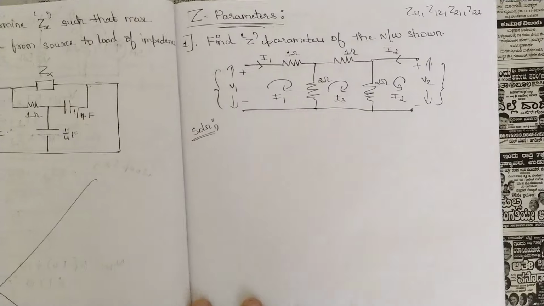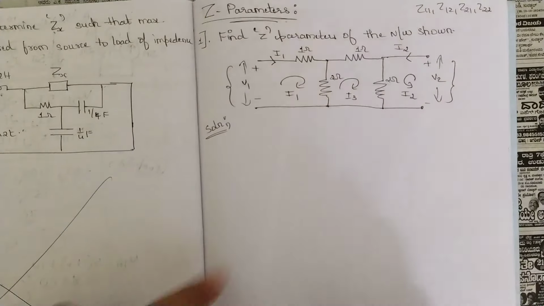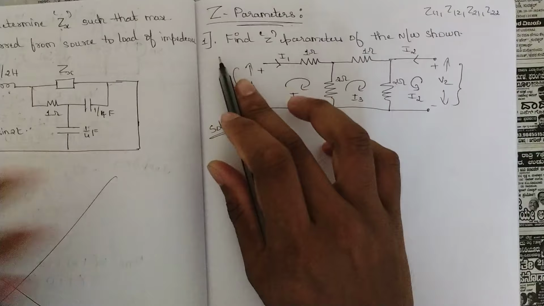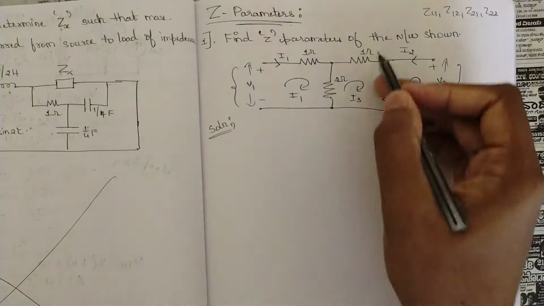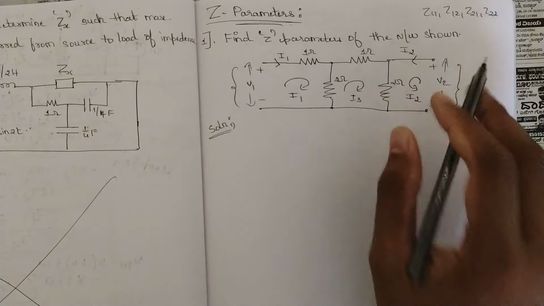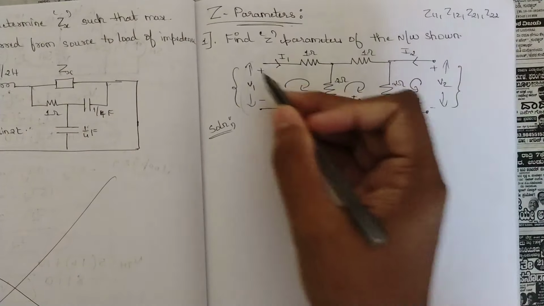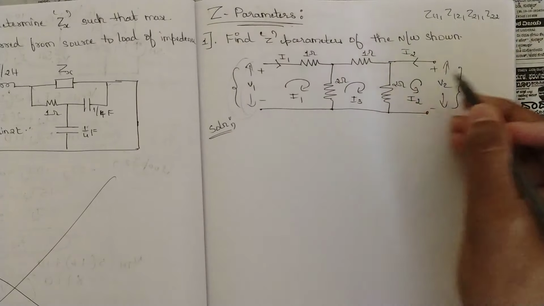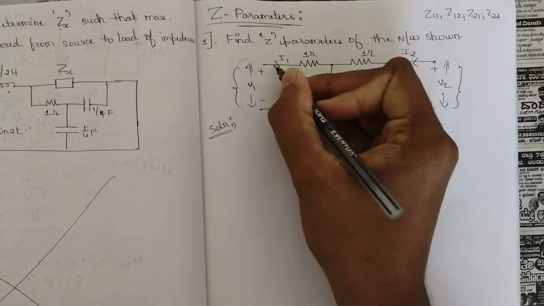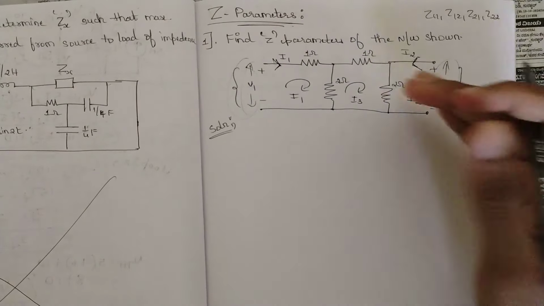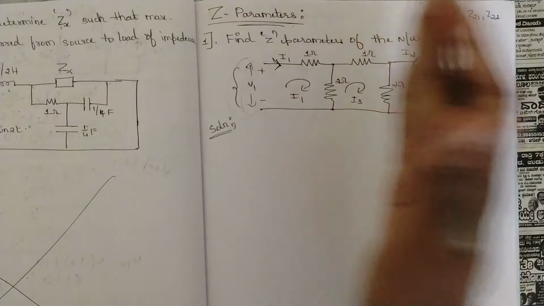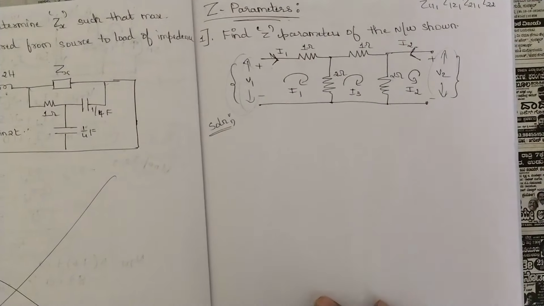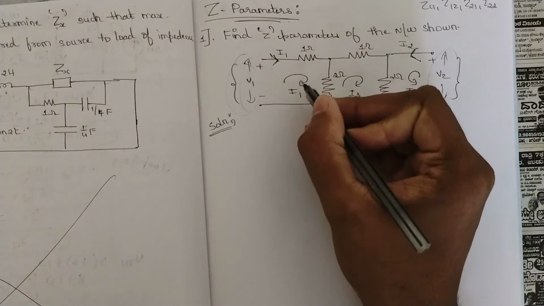Using those individual values, questions related to Z parameters are formed. This is the first question: find the Z parameters of the network shown. Here they give you a two port network, with two ports, one on the input side and one on the output side, with two voltage sources V1 and V2. The two currents are entering the network, not going outside: I1 enters from this side and I2 enters from this side. According to that you should write the loop directions.